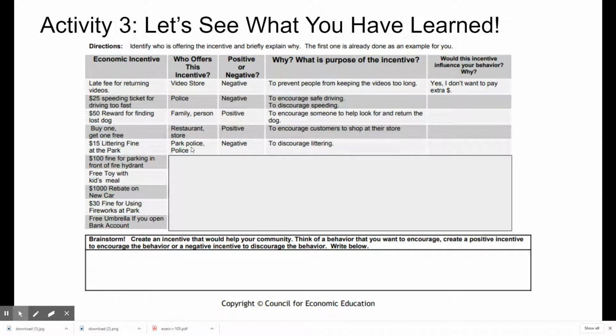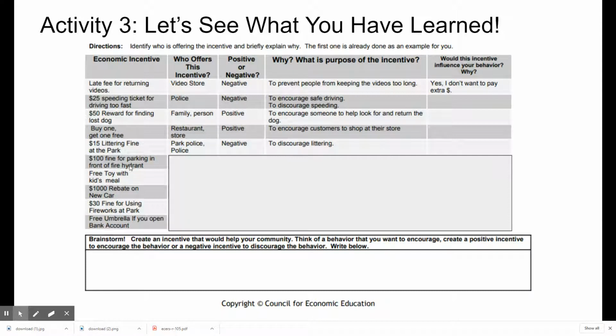If you said the park police or the police would charge you the fine, you're correct. It is a negative incentive because most people do not like having to pay a fine. And the purpose of the fine is to discourage people from littering. And I think it would influence me. I would not like to pay a fine. Okay, let's look at the next one.